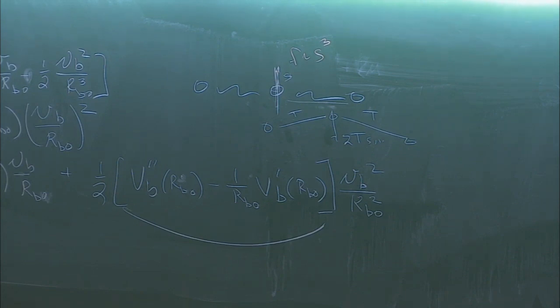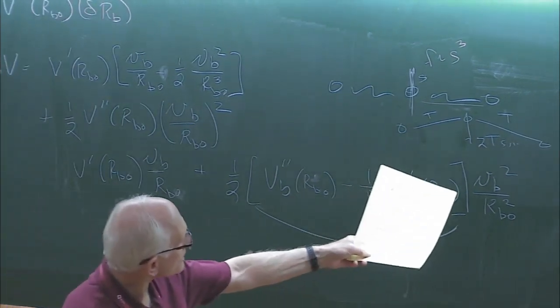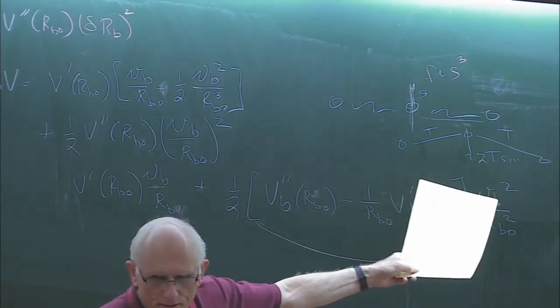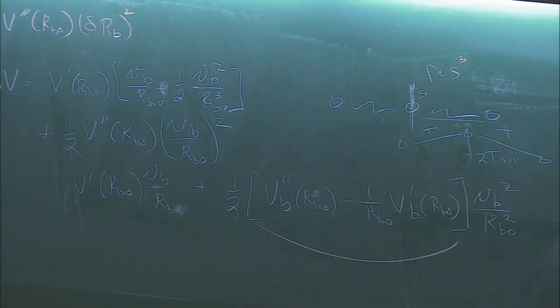Okay. So after all of that manipulation, at this stage we still have the nonlinear terms present. You can say this thing has a delta UB to the fourth in it. What we want to do now is to just look at the harmonic limit.